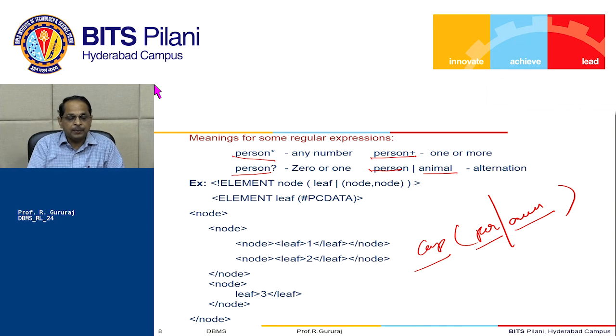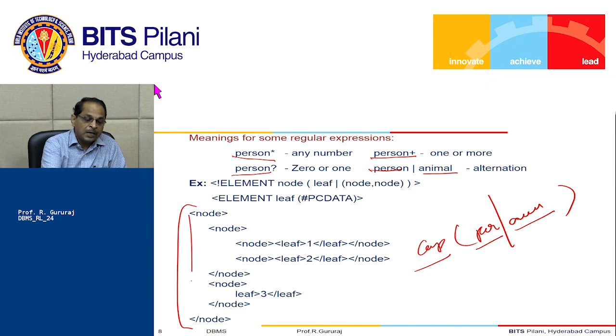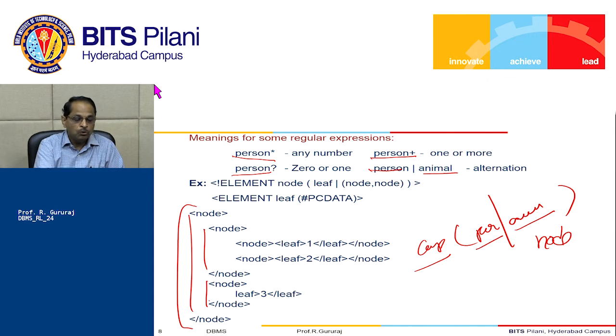Let us have a look at some sample. You observe this XML code snippet. The root element is node. It contains two node elements.